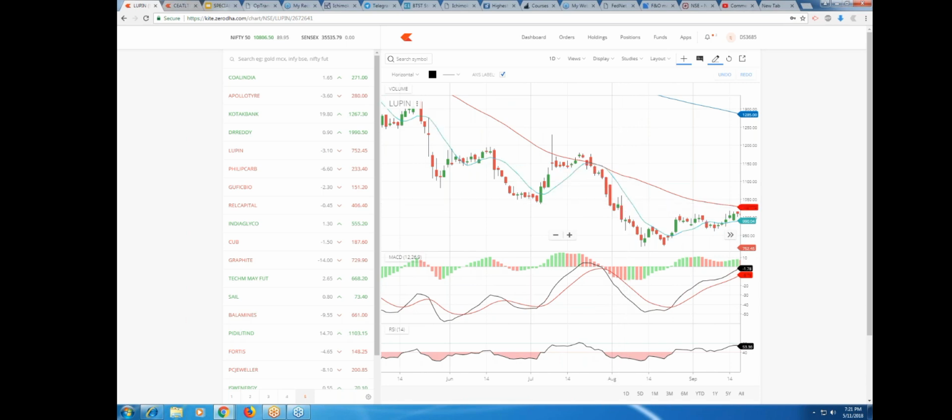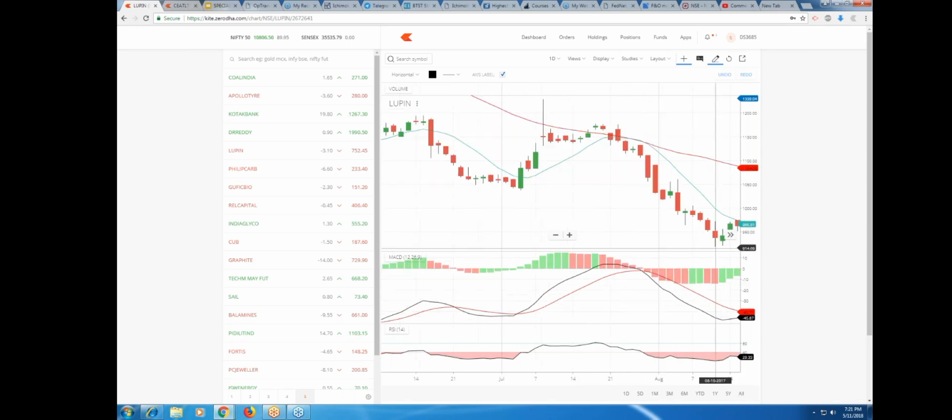MACD crossover. What should be your time frame? It has to be never less than 1 day. So 1 day is your time frame. MACD crossover, RSI has gone below 40. Beautiful opportunity to trade, right? Beautiful opportunity to trade, and see the candles have gone below 10 moving average, right?